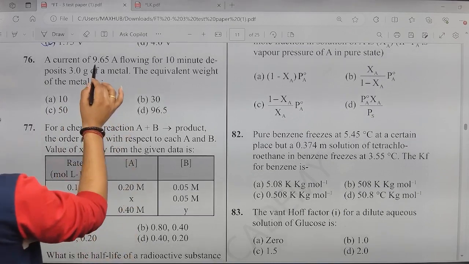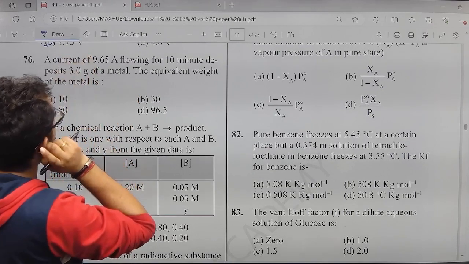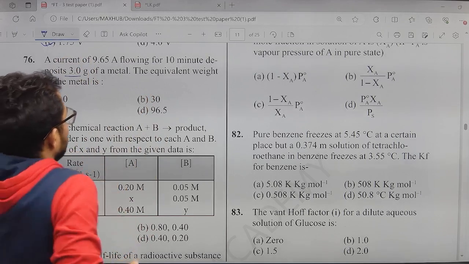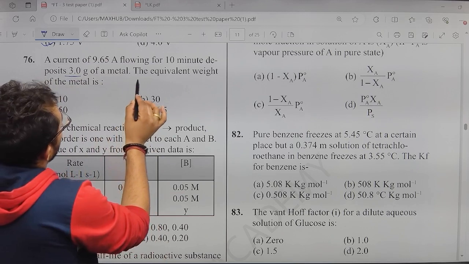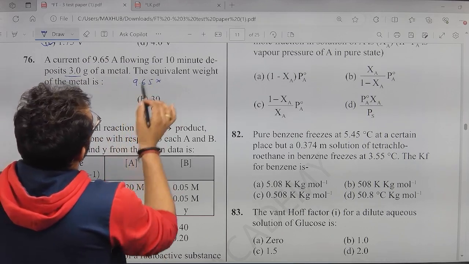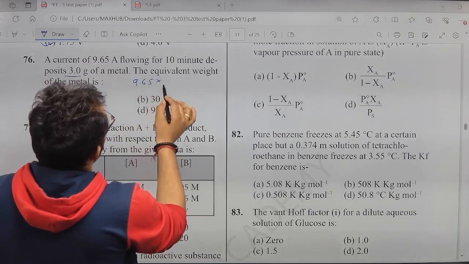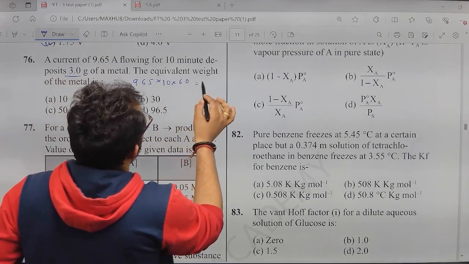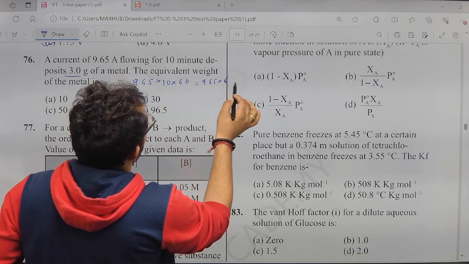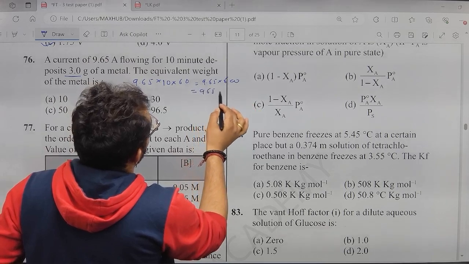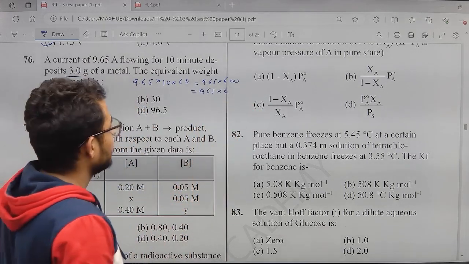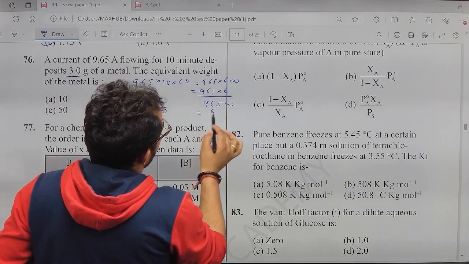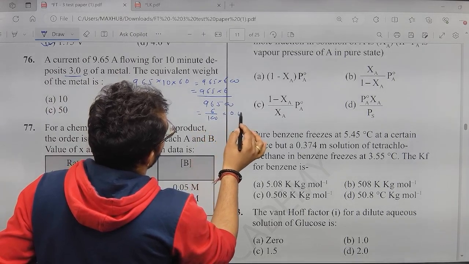Now, a current of 9.65 amperes flowing for 10 minutes deposits 3 gram of the metal. What is the equivalent weight? Here the current is 9.65 and the time is 10 minutes, that is 10 into 60 seconds. Now I into t is 9.65 into 600, or 965 into 6 coulombs. How many Faraday? I will divide by 96500. So 6 upon 100, that means 0.06 Faraday.